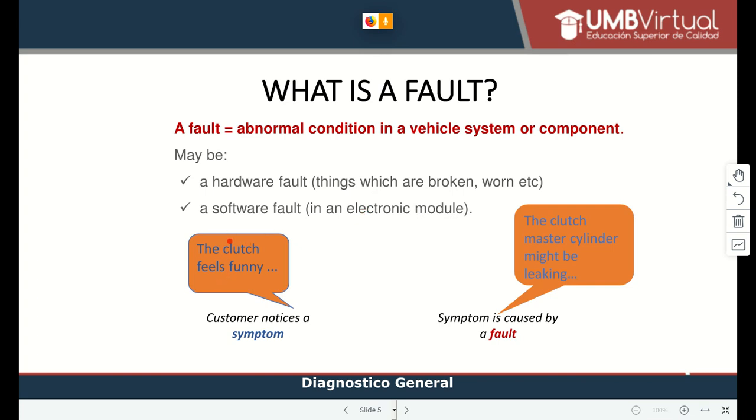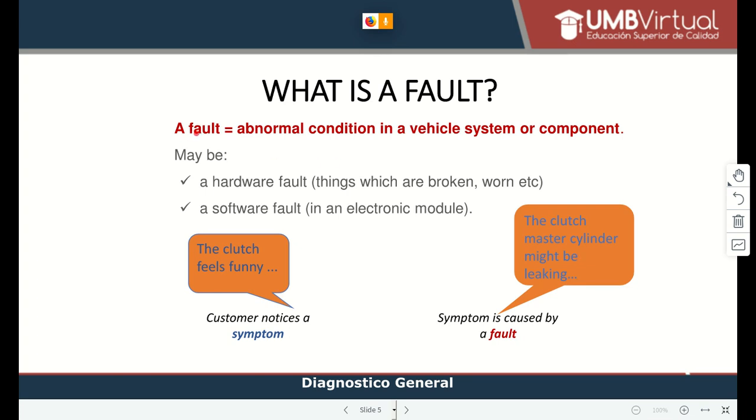Remember the example in the previous slide. The clutch feels funny, the customer notices a symptom, and the clutch master cylinder might be leaking. The symptom is caused by a fault. The clutch feels funny, that is the symptom, and the clutch master cylinder leaking is, of course, the fault. There will be some leaking problem there, right?